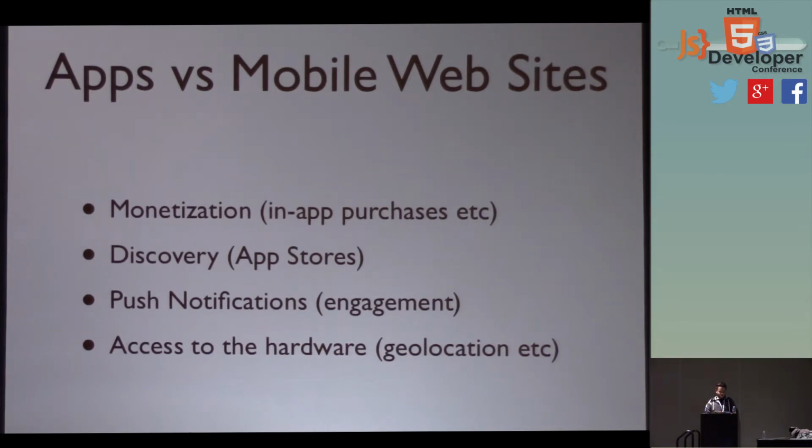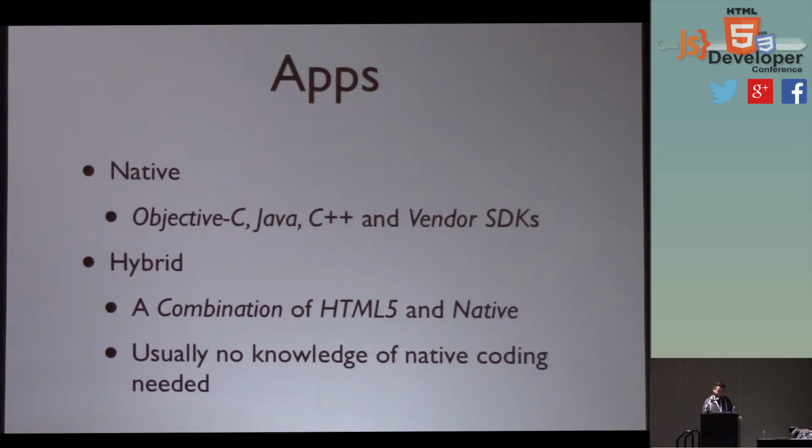Then it's a way better way to engage users. You can send out push notifications. And then you get access to hardware that you don't with mobile websites. You can use geolocation and camera and whatnot. Then, when it comes to making apps, you can go full native or hybrid. If you go fully native, you need to master Objective-C, Java, C++, and then you need to learn those vendor SDKs. And when it comes to hybrid, it's a combination of HTML5 and native.